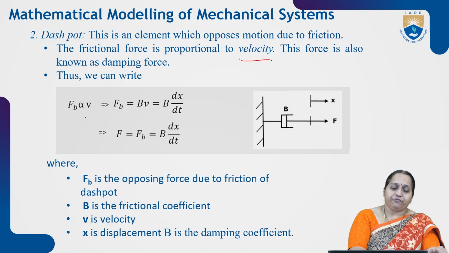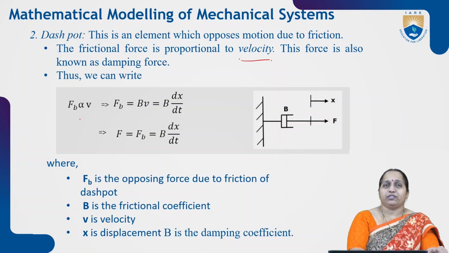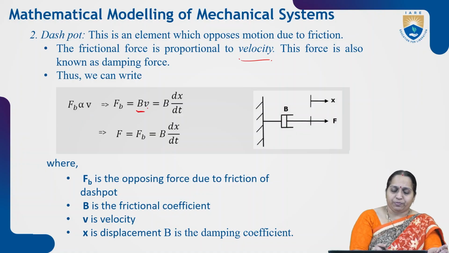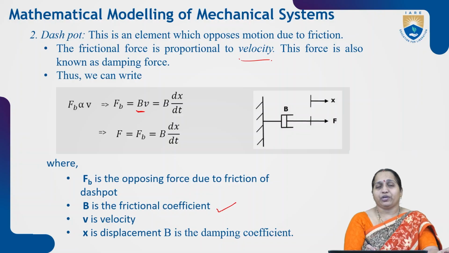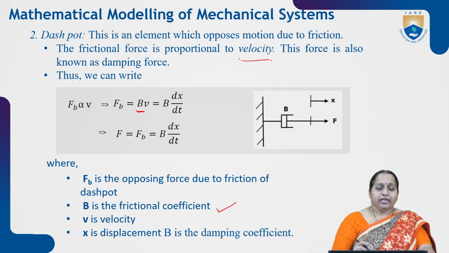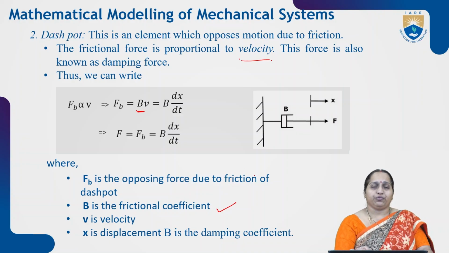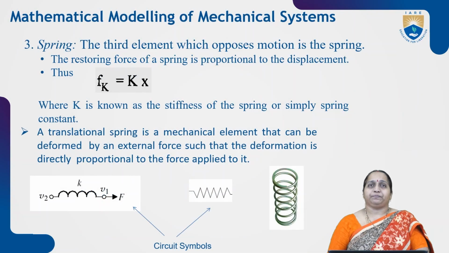How do you write Fb? For the dashpot we represent the force as Fb. Fb is proportional to v. Earlier for the mass element you wrote Fm is proportional to acceleration a. Here Fb is proportional to v, so a proportionality constant is taken as B. B is nothing but the frictional coefficient. So Fb equals capital B into v, where v is again dx by dt, so Fb equals B into dx by dt. Here Fb is the opposing force due to friction, B is the frictional coefficient, v is the velocity and x is the displacement.